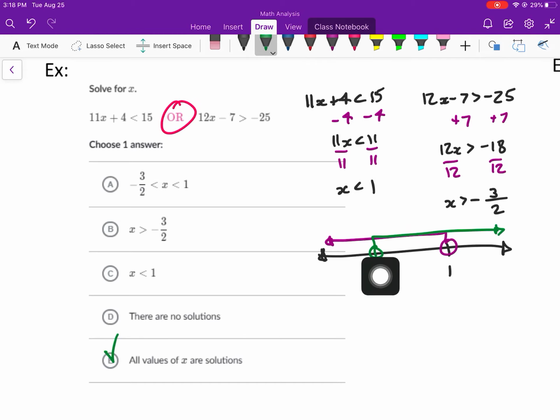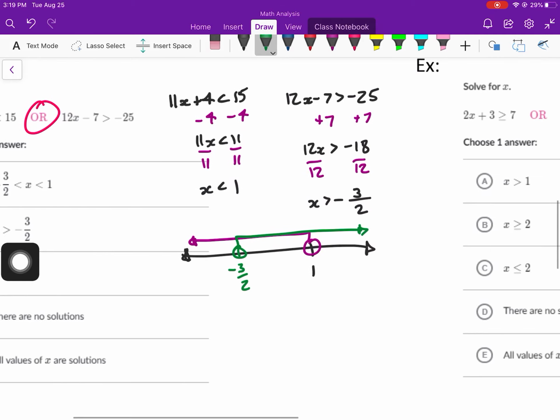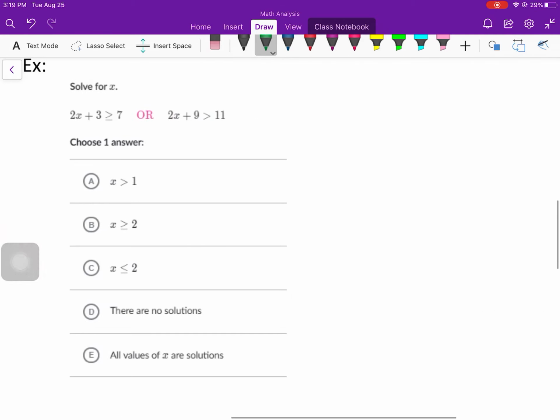And let me explain why. Because all numbers to the right of negative 3 over 2 will satisfy this one here on the right, x is greater than negative 3 over 2, or all numbers less than 1. That includes every single number on the number line. It can be any number over here because that'll be under the purple shading there, or it could be any number under the green shading, which would be to the right of this spot, which would be every single spot on the number line. So all solutions will work.